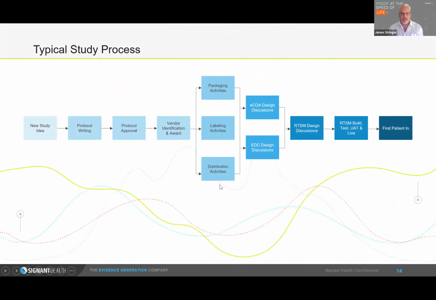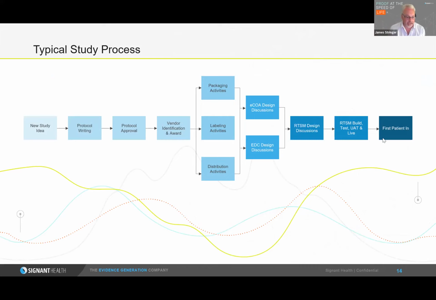Now, based on my experience, my perception of when RTSM is involved in a clinical trial, you can see it's very much towards the end as we start to move from having an idea about a protocol all the way through to first patient in, which is ultimately when RTSM is going to start to be involved. It's my experience, and it's not a new one, and it's not unique to Signant, that RTSM is thought about later on in the design and the implementation of a study.